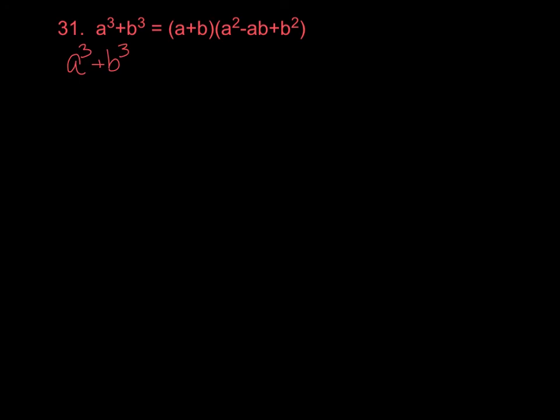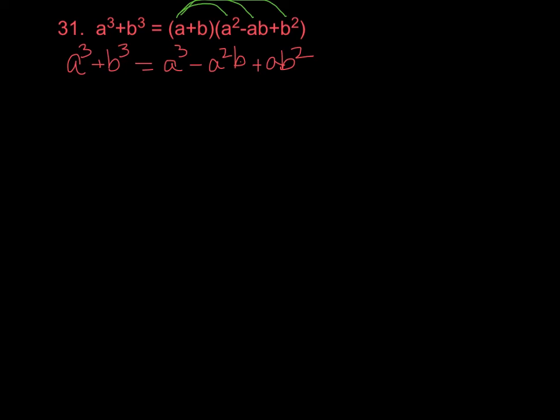Now on the right-hand side, however, I am going to touch it. So I'm going to do distributing. I'm going to distribute and distribute. So let's look and see what we get by doing that. If I distribute that, I'm going to get a cubed. Then I'm going to get minus a squared b. And then lastly, I'm going to get a b squared.